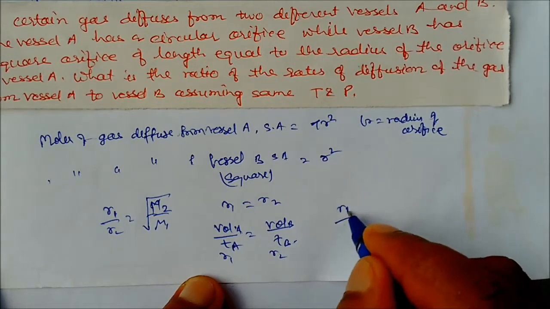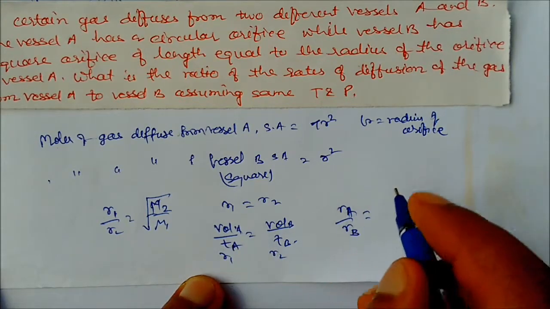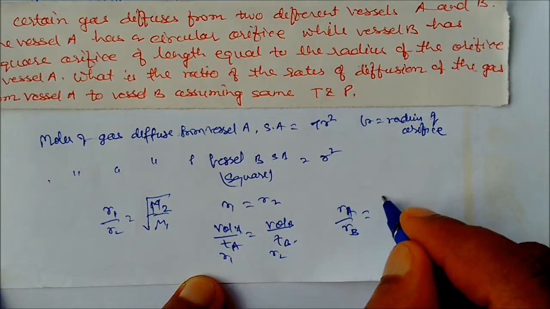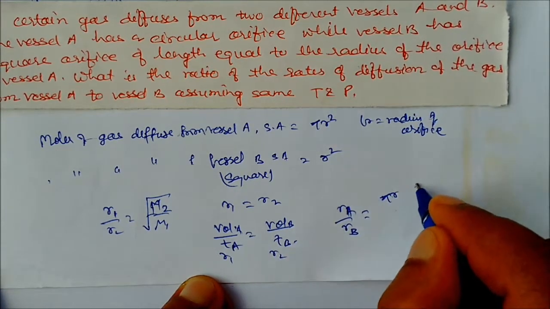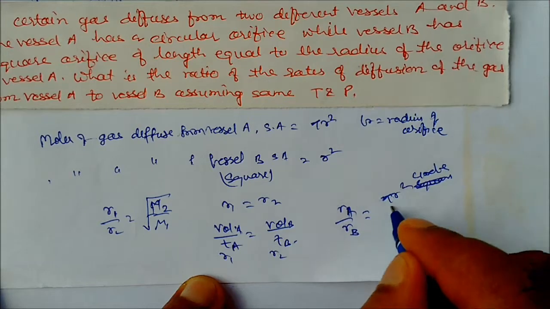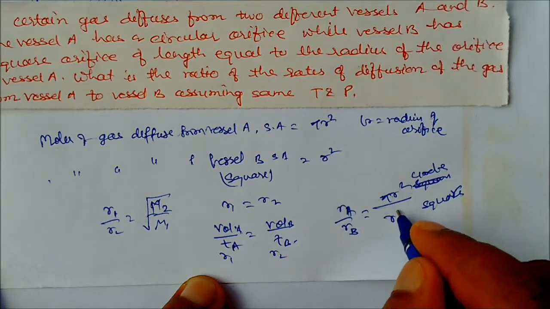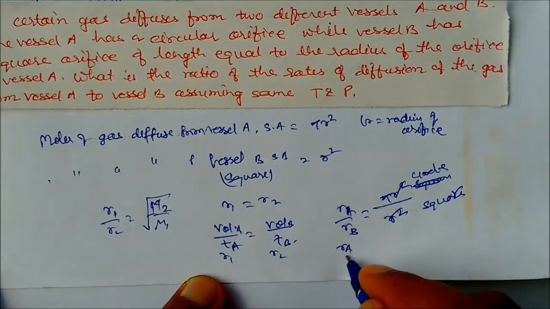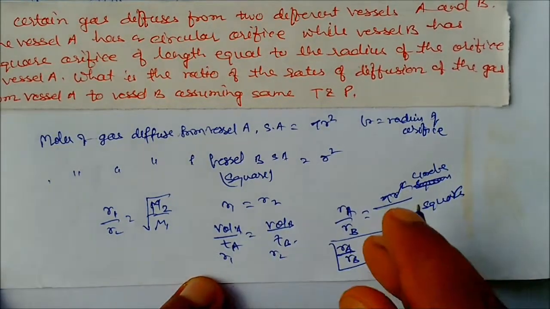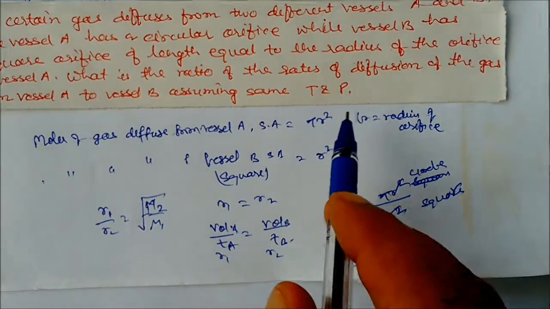So we can see here RA by RB. So the volume is nothing but area into length. So what is the area? For a circle it is pi r square, and for a square it is r square. So this r square cancels. So the ratio of A to B is equal to pi. So this will be your rate of diffusion of the gas from vessel A to vessel B, assuming the temperature and pressure constant.